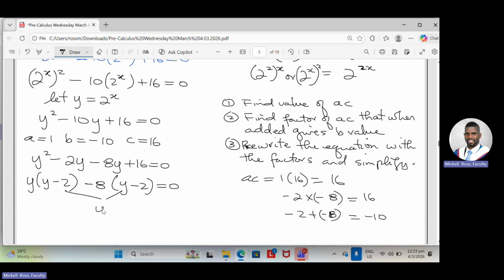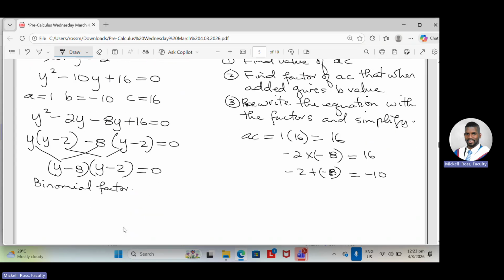These two brackets are the same, so we factor it out. It's written once. Factor means to identify what is common, and y minus 8 makes one of the factors by itself. Remember, these are what we call our binomial factors. Binomial, because each factor is made up of two terms.